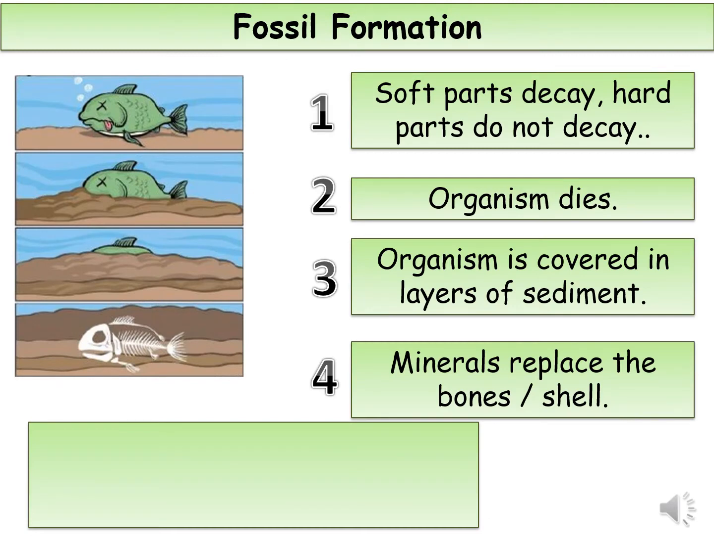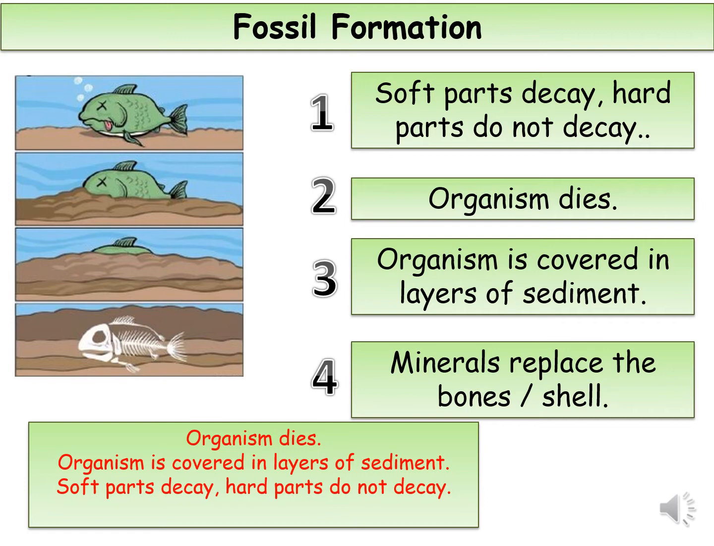Here we have some pictures which are in the right sequence. The sentences, however, are not. So if we look at the first picture, first of all, what happens? The organism dies. Secondly, the organism is covered in layers of sediment. Thirdly, soft parts decay. The hard parts do not decay. In this case, the tissue would decay, but the bones would not decay. And lastly, the minerals finally replace the bones or the shell of the organism.